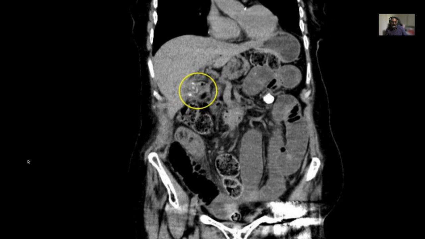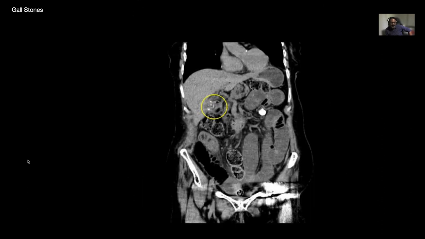Oh, that's true. I'm so sorry. Correct. Yes. That density is correct. Yes, absolutely. Correct. Those are gallstones.